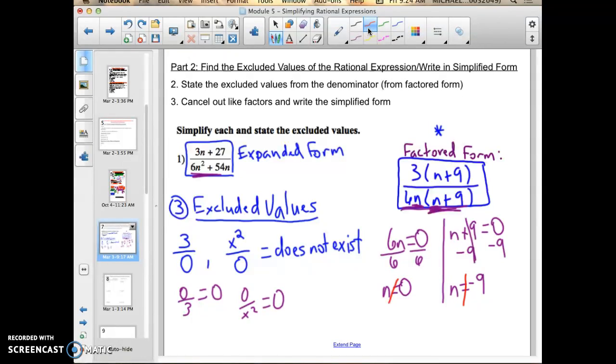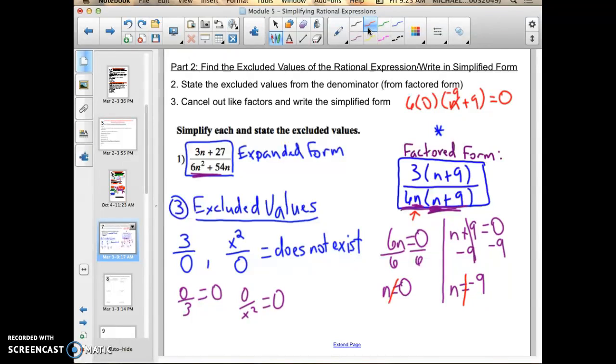can't equal these numbers. Because if I put 0 in for this n right here and did that math, 6 times 0 times n plus 9, that would make this entire denominator equal to 0. Because 6 times 0 is 0, anything multiplied by 0 is 0. So in that case, that wouldn't work, because 0 can't exist in the denominator. And same thing, if I put -9 instead of this n, -9 plus 9 is 0. So that would make that one 0, and 0 multiplied by anything is 0.